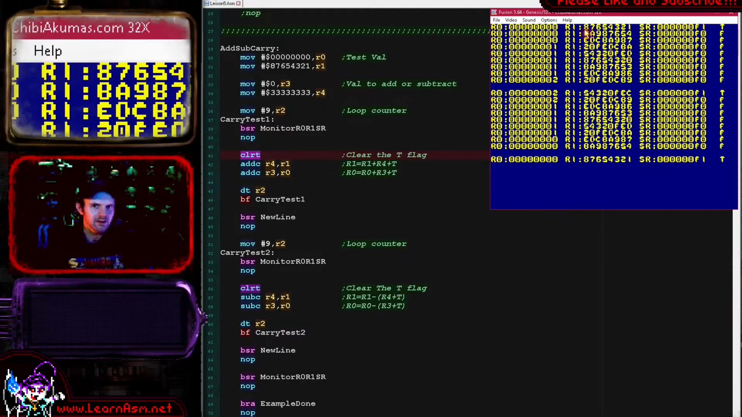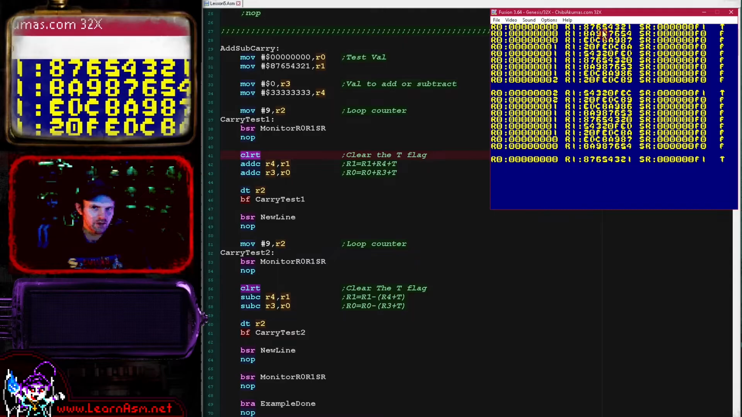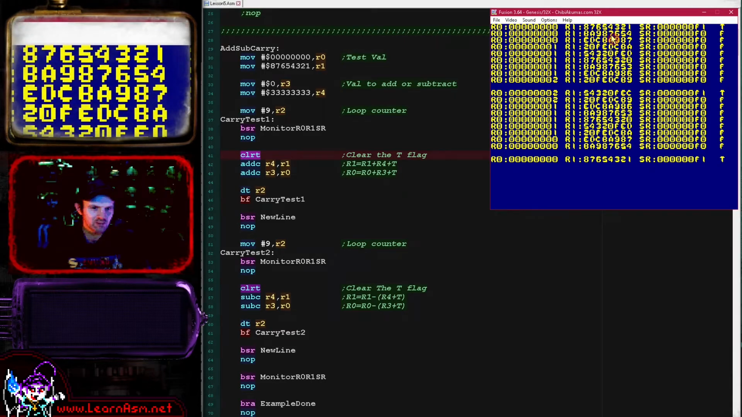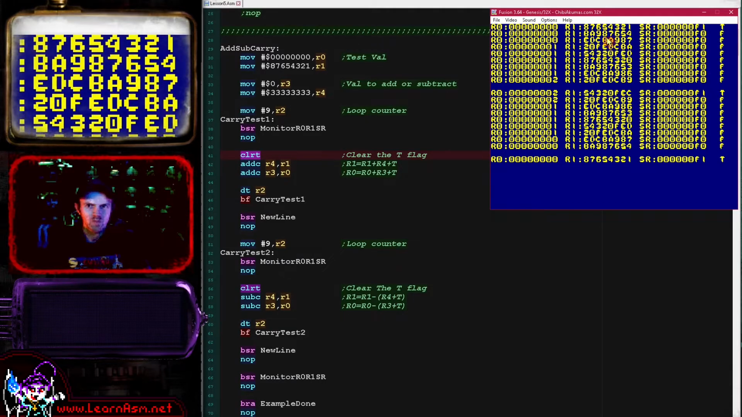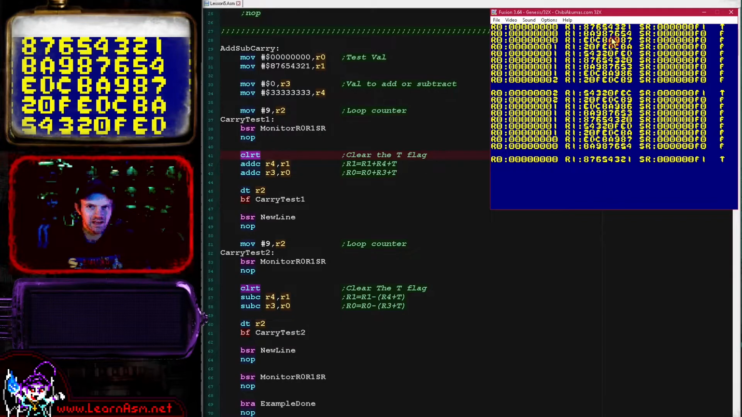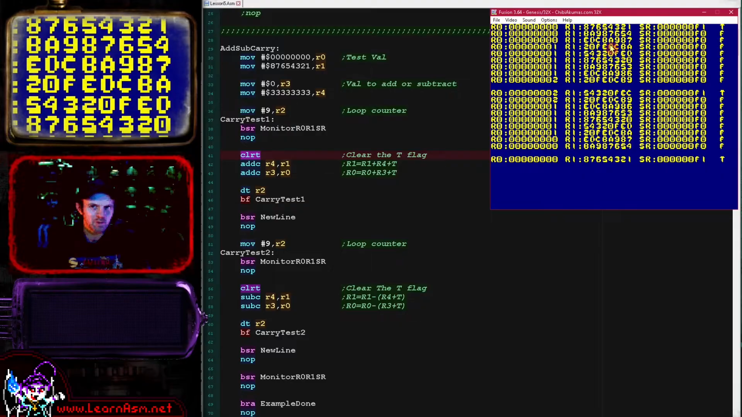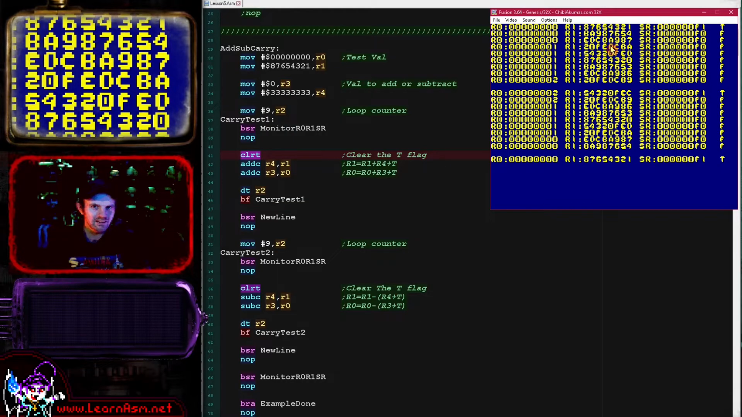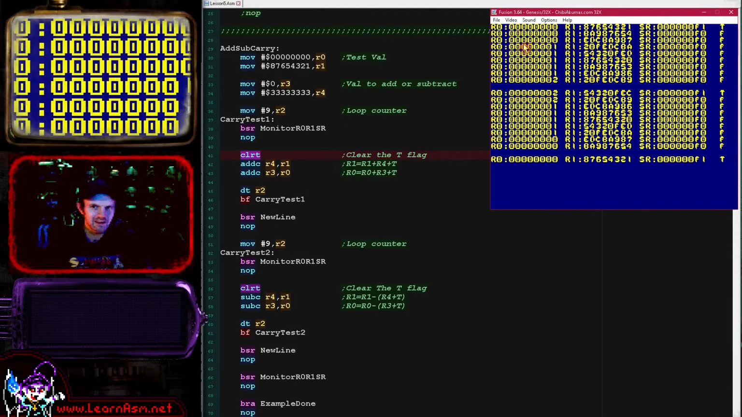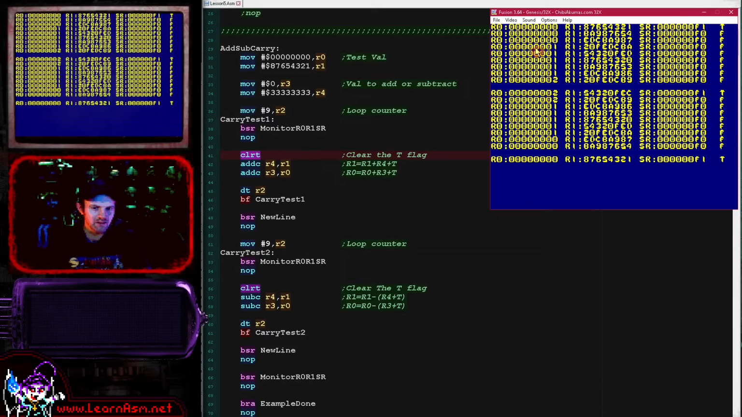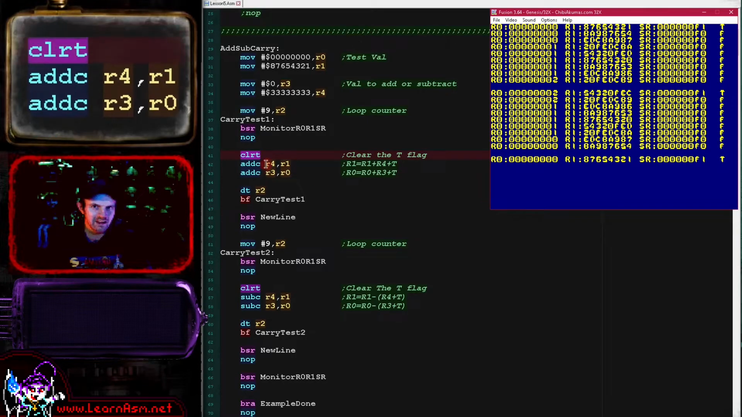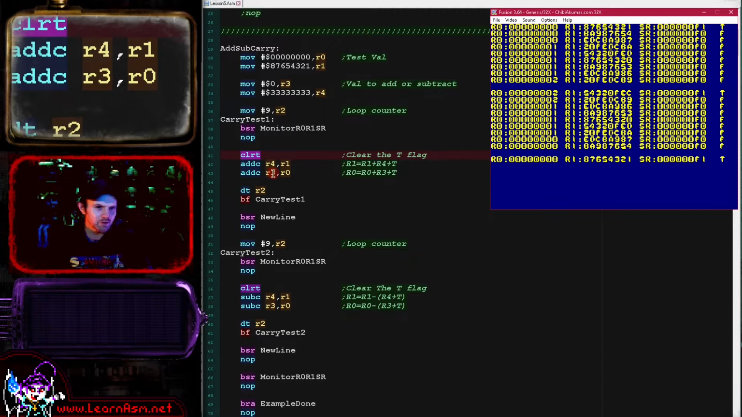So you can see here, we start with R0, A0 and R1 with that value there. We repeatedly add all those threes, and then once we go over EDCBA987, that causes a carry because it wraps back around to 20FEDCBA, and that carry is effectively added to R0 by the second add C here. The carry is being passed through in the T flag.